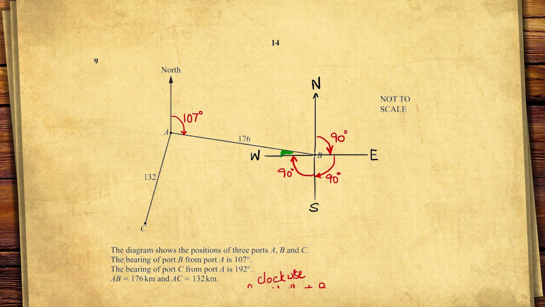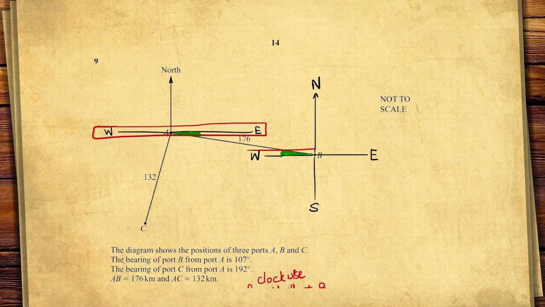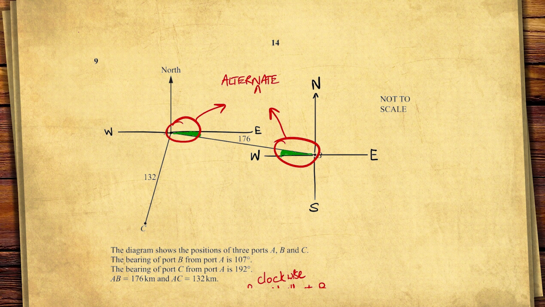And we need to calculate this small green angle, let's call it x. And if we add all these four angles, we will get the bearing of A from B. Now the bearing of B from A is 107 degrees, and we can break this angle down into two other angles. If I draw an east-west line over here at A also, then this green angle will also be equal to x. Because these two east-west lines are parallel lines, and these two green angles between them are the alternate angles or the z angles, and they are equal to each other. If one is x, the other is also x.